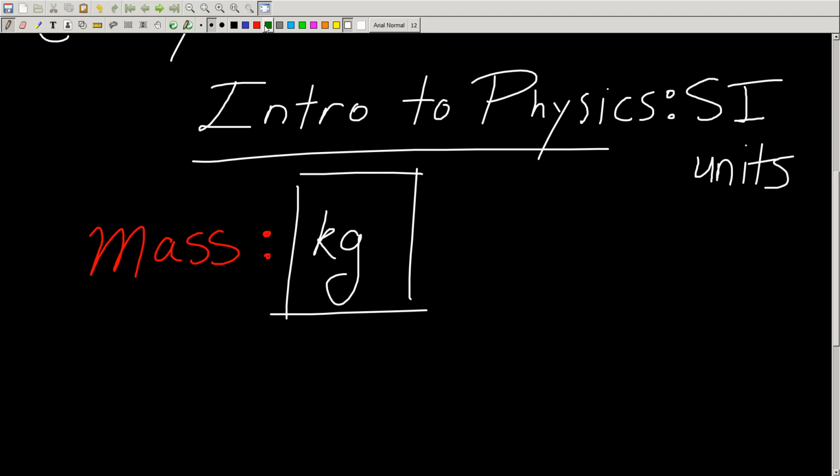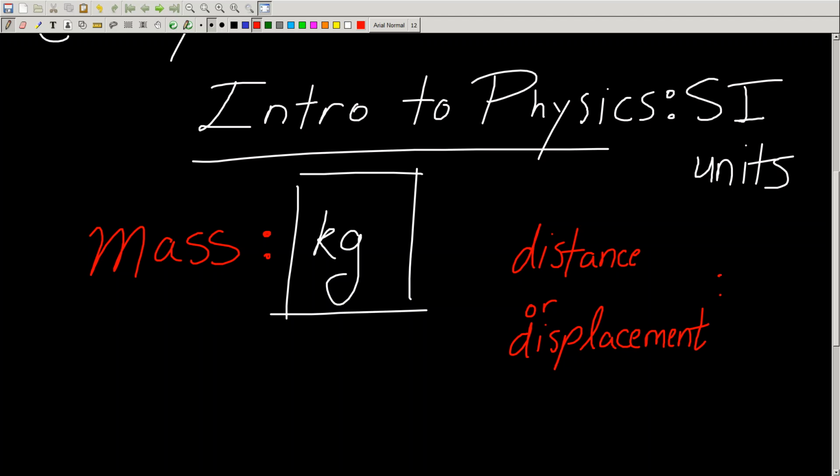Okay, what about distance, or displacement, or position? What are the units for that? Well, these are in units of meters. So meters, that's the units for distance or displacement.